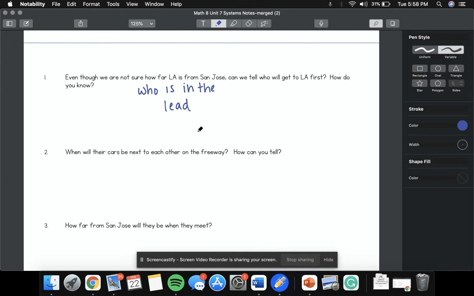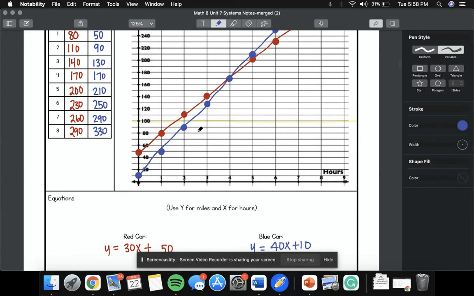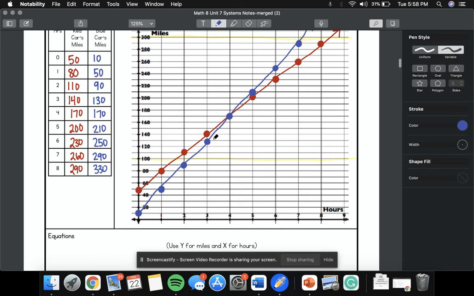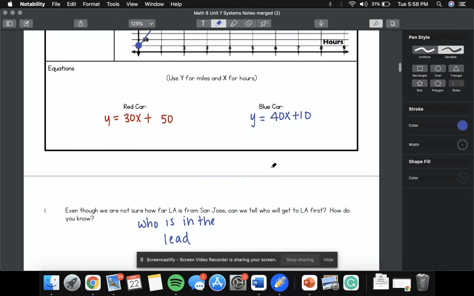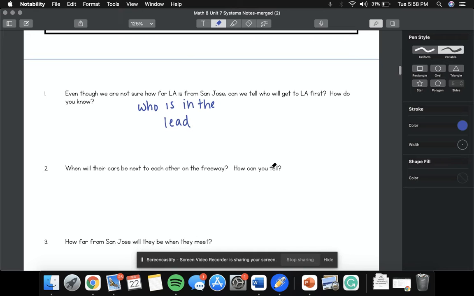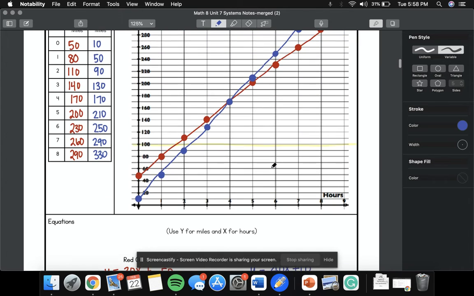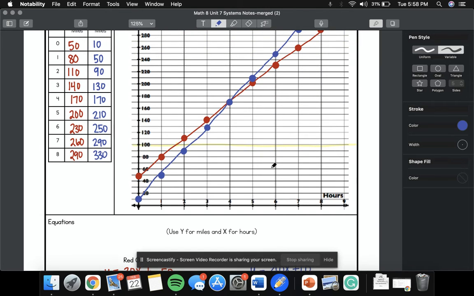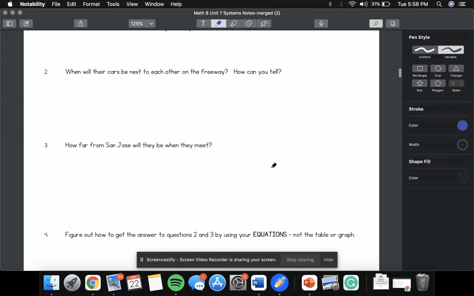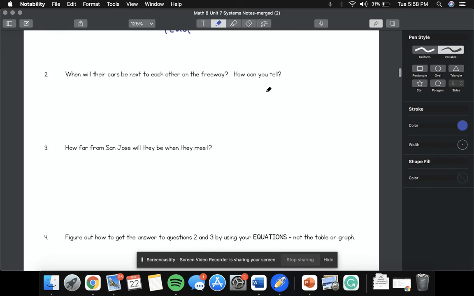Okay, we can look at who is in the lead after hours, we could look at the graph. It kind of just depends on what's going to help us the best. But what happened was there was a point where they basically were at the same point on the highway. So now this is the next question. When will the cars be right next to each other on the freeway and how can we tell?